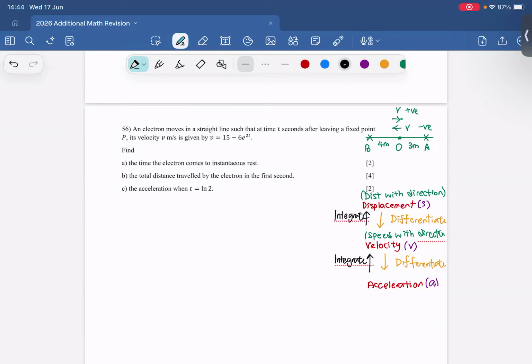Okay, so let's take a look at the question. An electron moves in a straight line such that its velocity is this. I always copy down what they say first. Find the time when it is instantaneously at rest. All these are keywords. Instantaneously at rest means velocity equals 0. So when v equals 0, I solve for my t.